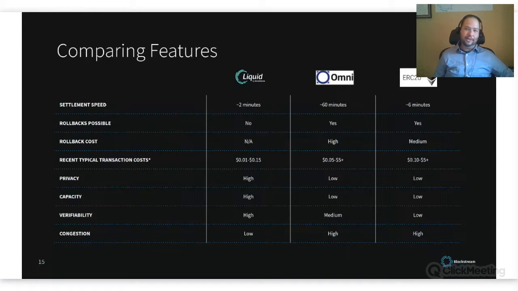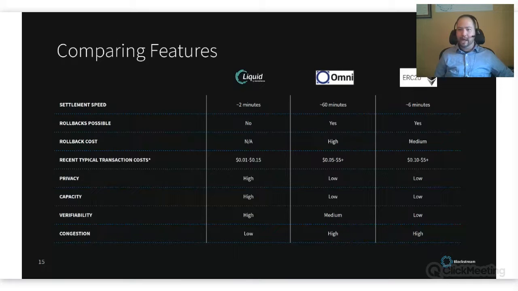Compare that to Omni. You're having 60 minutes because on average, the recommendation is six confirmations for a Bitcoin transaction. That's what it would take to reverse that. And Ethereum uses a 15-second block time and recommends around 25 confirmations to consider it final. Now, those are just recommendations for best practices, and really, you're taking on risk. It's a probabilistic risk that those are going to be reversed. With Liquid, once you get to that 2 minutes, as long as the network is behaving properly, those are not going to be rolled back. It's just not possible to roll those back.